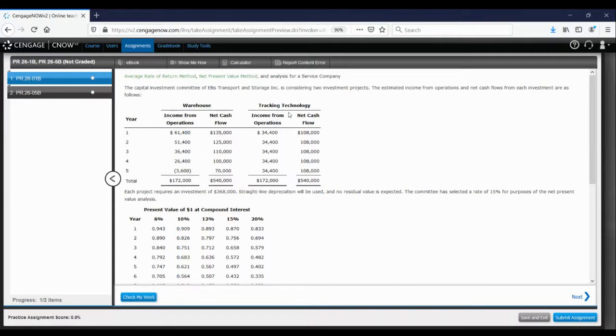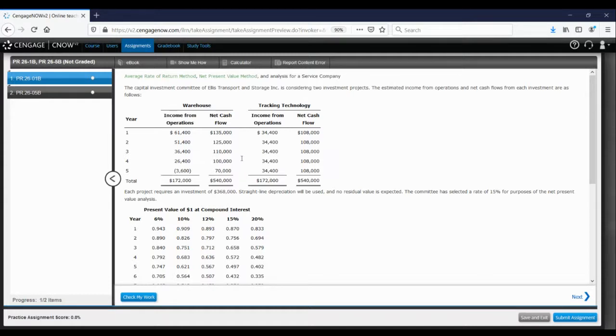Also, for the second investment that we're going to be looking at, the tracking technology, they too have given us the estimated amount of income from operations for each of the 5 years of the life of the asset, as well as they've given us the estimated amount of cash flows for the tracking technology.